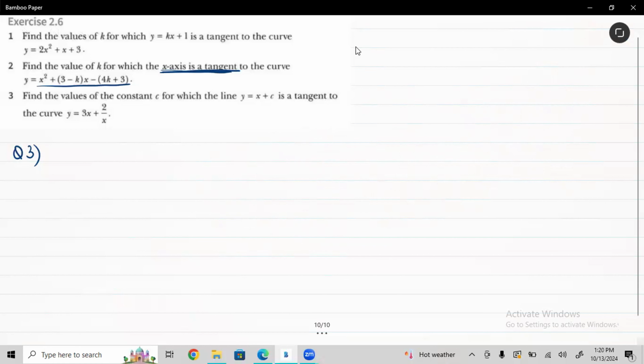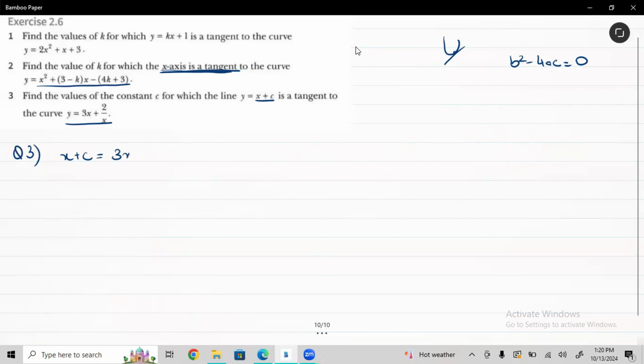Okay, for question number 3, we have to find the values of the constant c for which the line y is equal to x plus c is a tangent to this curve. So again, a tangent has only one intersection point with the curve. So we can say that the discriminant, which is b squared minus 4ac, is going to be equal to 0 for this question. For now, what we are going to do is substitute both of these equations into each other because the x and y will be the same at the intersection point.